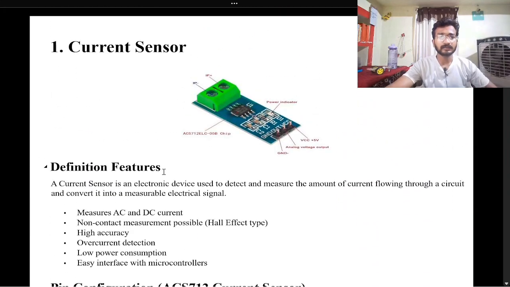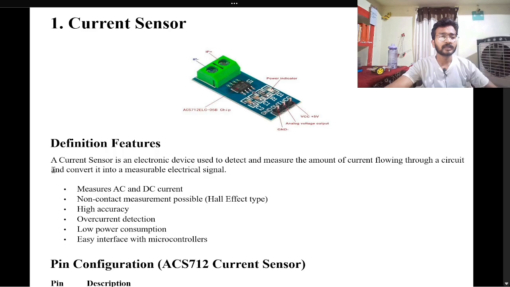Starting with our first sensor, which is current sensor. This is the physical appearance of this sensor. Here you can see we have 3 pins in this sensor: VCC 5 volt, analog voltage output and ground pin. Here we have power indicator.